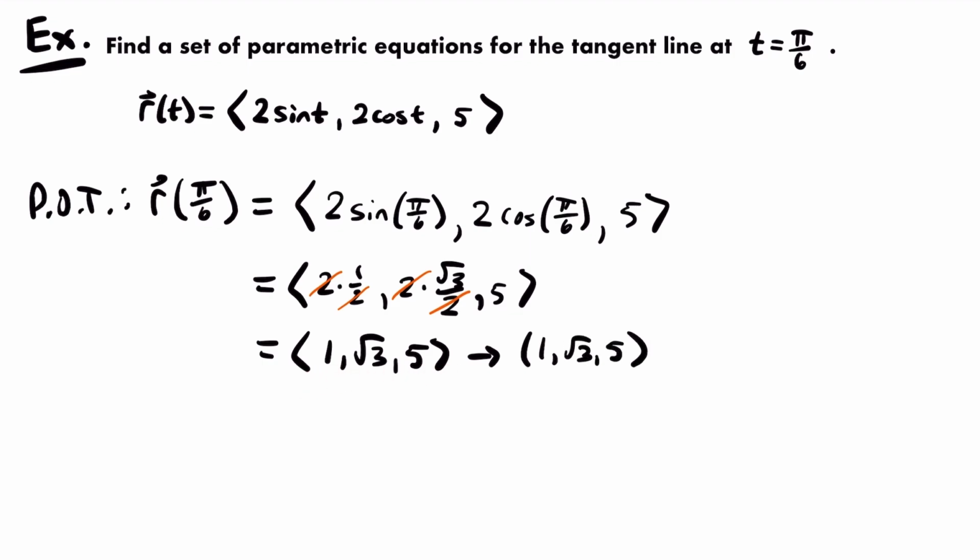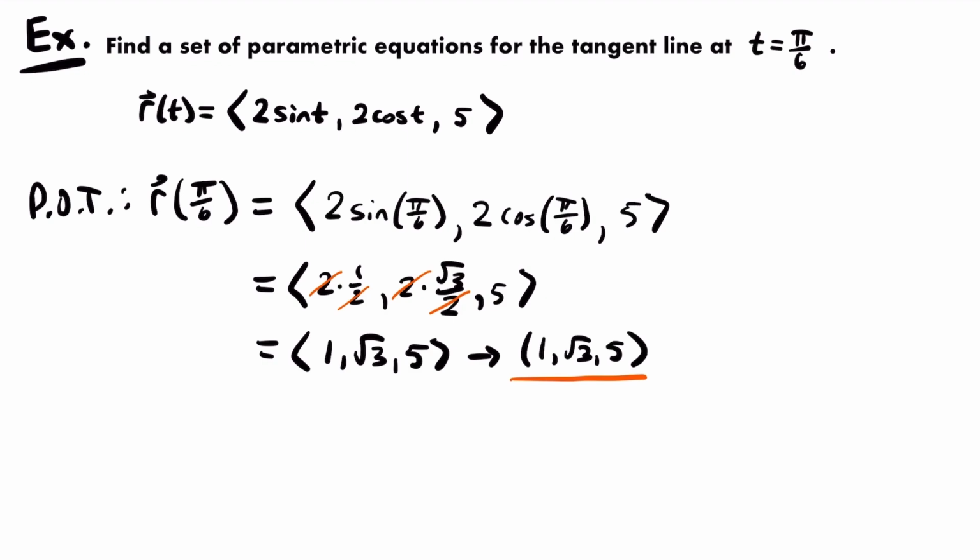This is the vector that results from our vector function when we plug in pi divided by 6, but the terminal point of that vector would be the point of tangency, which has coordinates of 1, the square root of 3, and 5. All right, so that's going to be the point that we use to create a set of parametric equations for the tangent line.